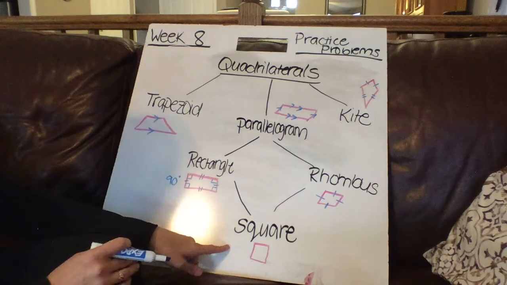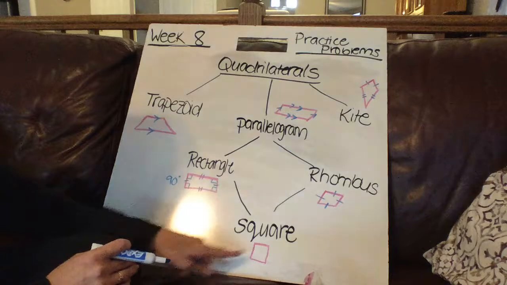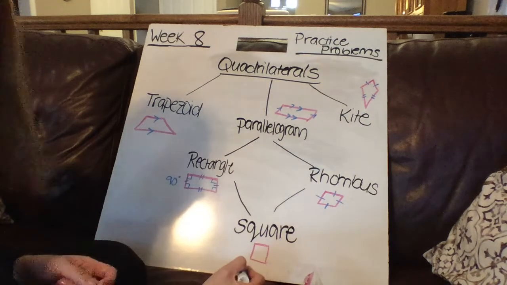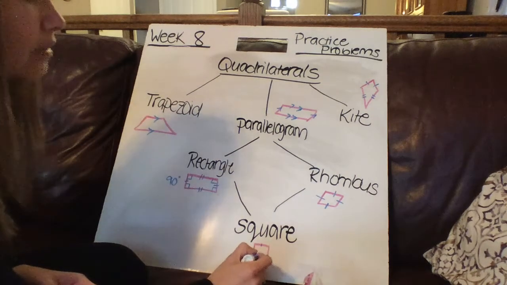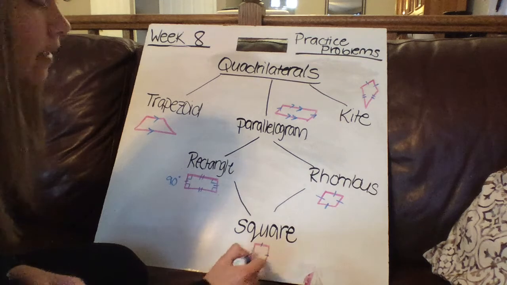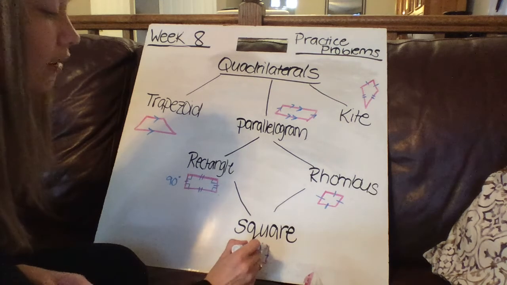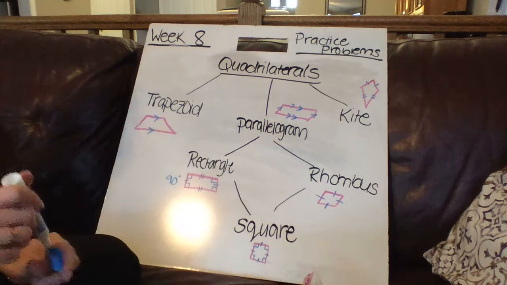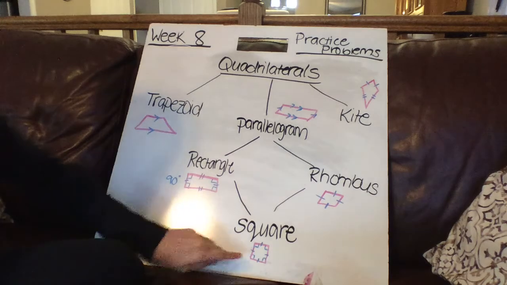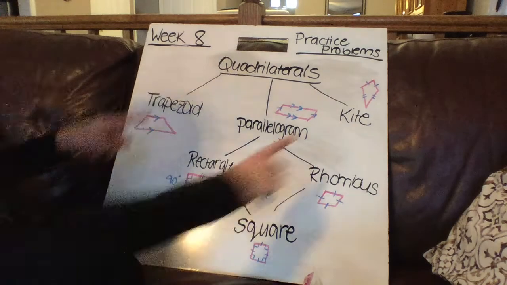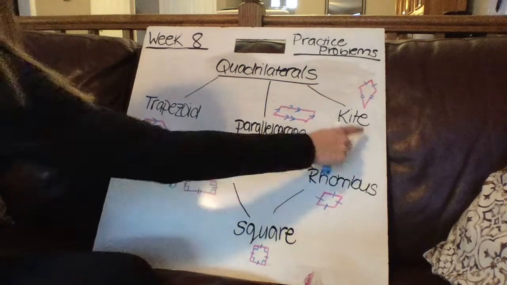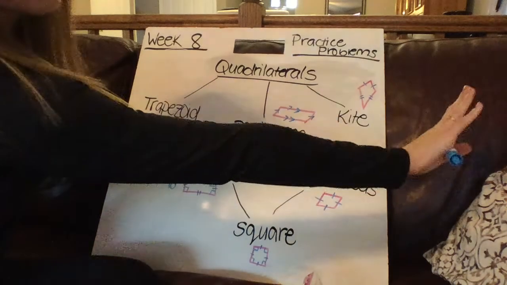And then a square is very specific and very important. It has all of these properties. Both sides are parallel, all sides are equal, and all angles are 90 degrees. So what you have to remember is a square is everything above it, not the kite and trapezoid. Remember, these are separate. A trapezoid is a quadrilateral, a kite is a quadrilateral, and that's it.